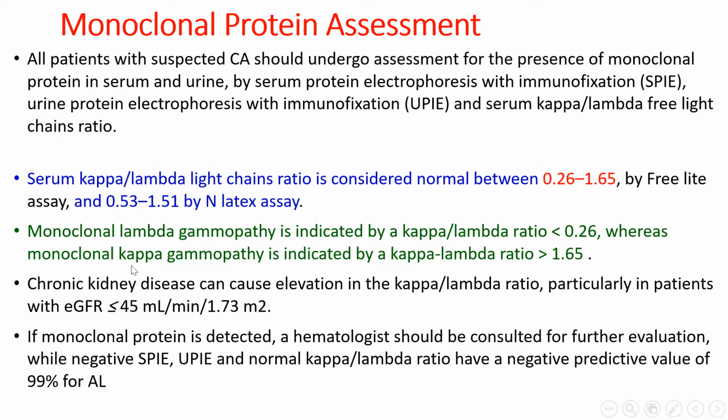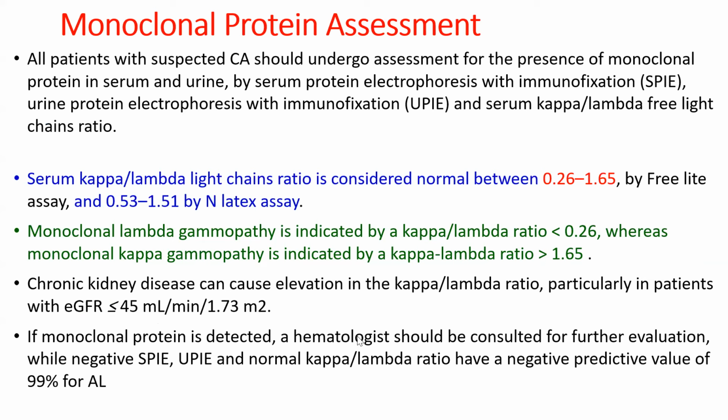The serum kappa to lambda light chain ratio is considered normal when it is between 0.26 and 1.65. If monoclonal lambda is present, it will be indicated by a kappa to lambda ratio lesser than 0.26, while a kappa to lambda ratio more than 1.65 indicates monoclonal kappa. Chronic kidney disease can elevate the kappa to lambda ratio in patients with moderate or severe chronic kidney disease, stage 3, 4 or 5.